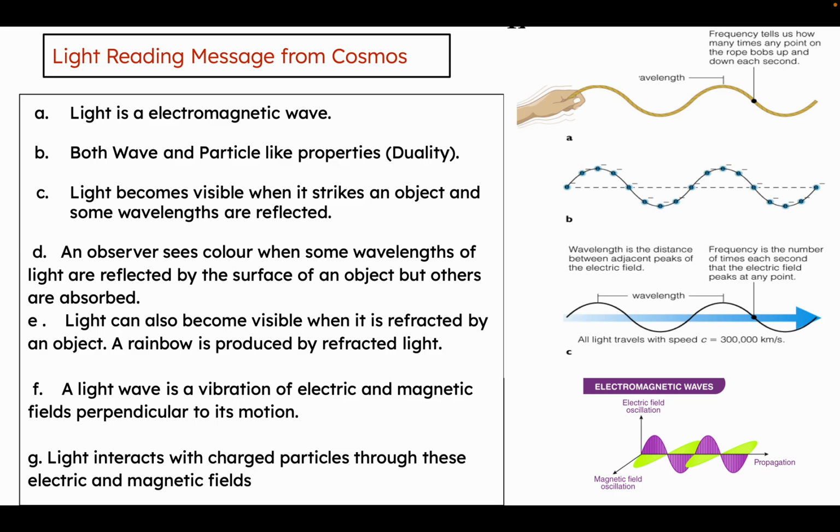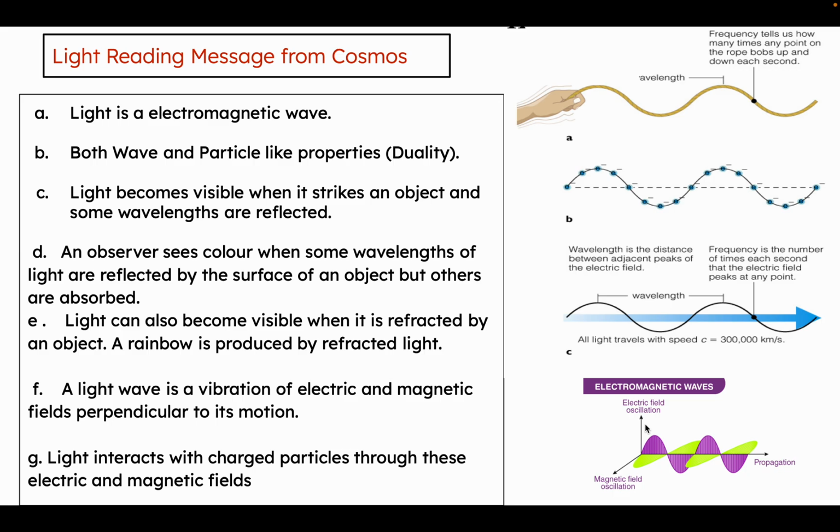Light can also become visible when it is refracted by an object. A rainbow is produced by refracted light. Light is an electromagnetic wave, so it has two kinds of fields, the electric field E and the magnetic field B. Both fields are perpendicular to each other, and the light propagates in the direction perpendicular to both the E and B fields, that is, the E cross B direction. Light interacts with charged particles through the interaction of the electric and magnetic fields.